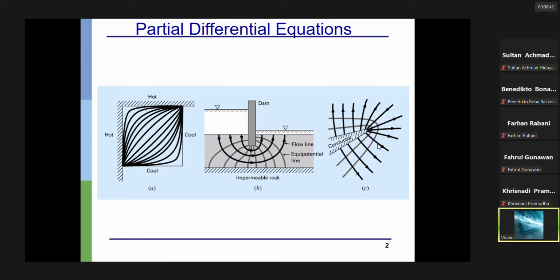Or, for example, we have a conductor, which commonly occurs in electromagnetics. We can also find the potential line for the current, and the distribution here as well. All of these cases are considered partial differential equations.